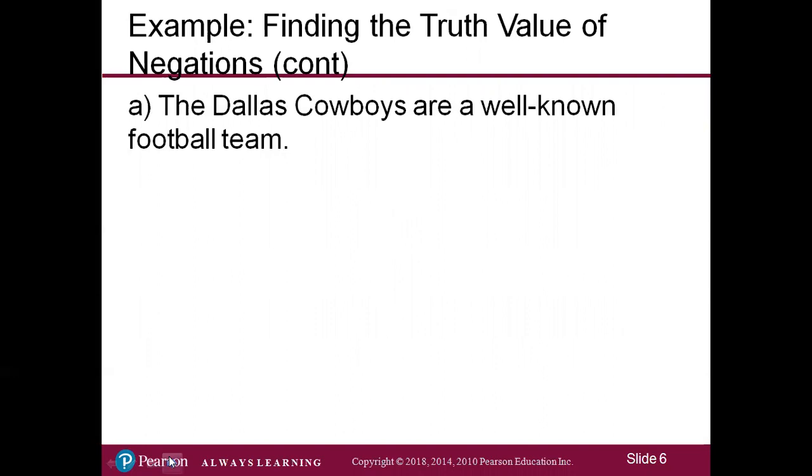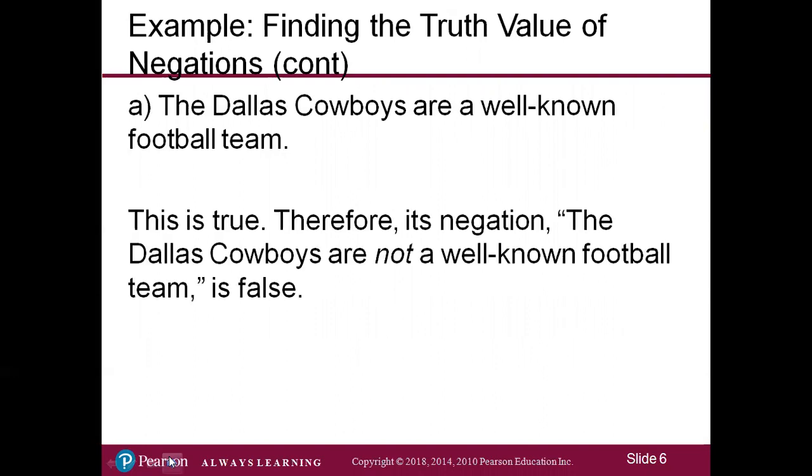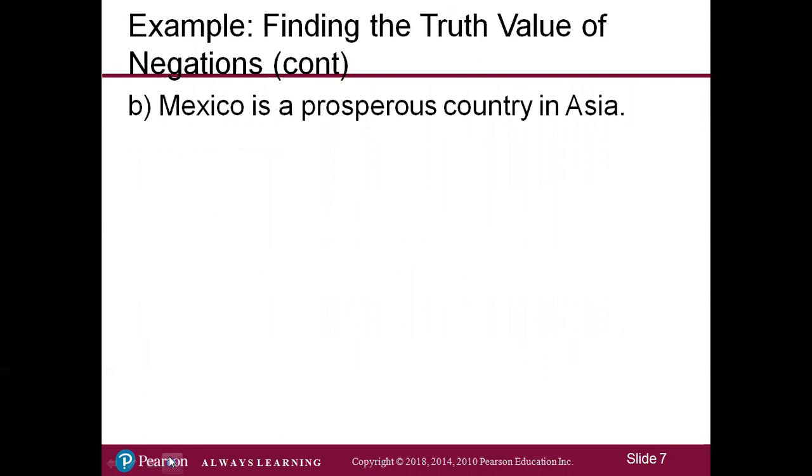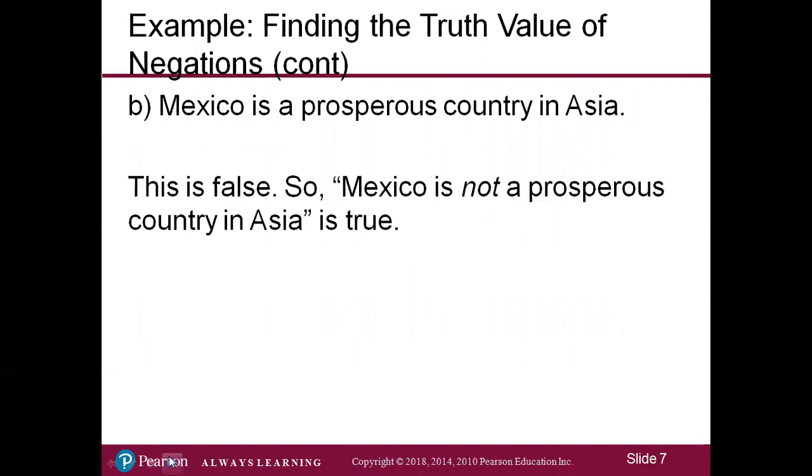The Dallas Cowboys are a well-known football team. This is true. Therefore, its negation, the Dallas Cowboys are not a well-known football team, is false. Mexico is a prosperous country in Asia. This is false. So Mexico is not a prosperous country in Asia is true.